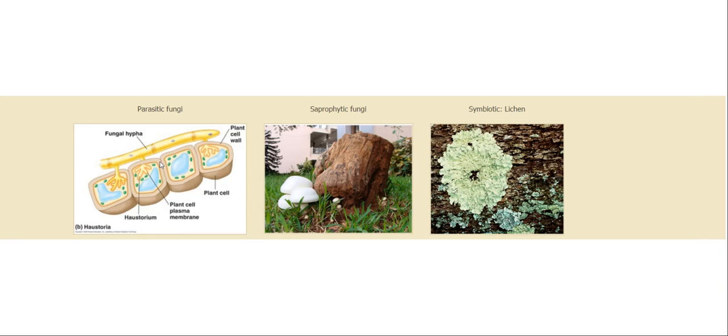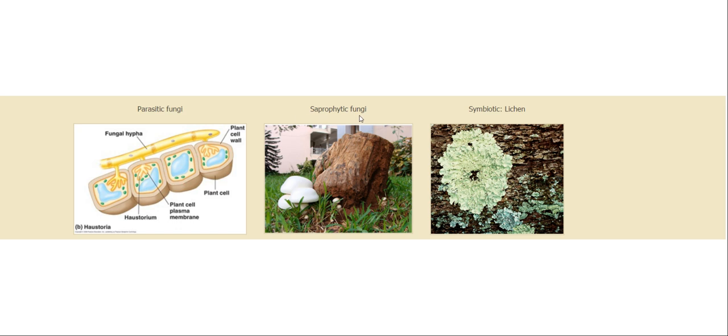So here you can see parasitic fungi, the example that this fungal hyphae is there, and how through haustorium, there is a structure I told you. So from the fungal hyphae, a protruding structure comes within the cell of the host. So they go inside the plant cell wall so that they can absorb the food material. So that is parasitic fungi, example with the haustorium.